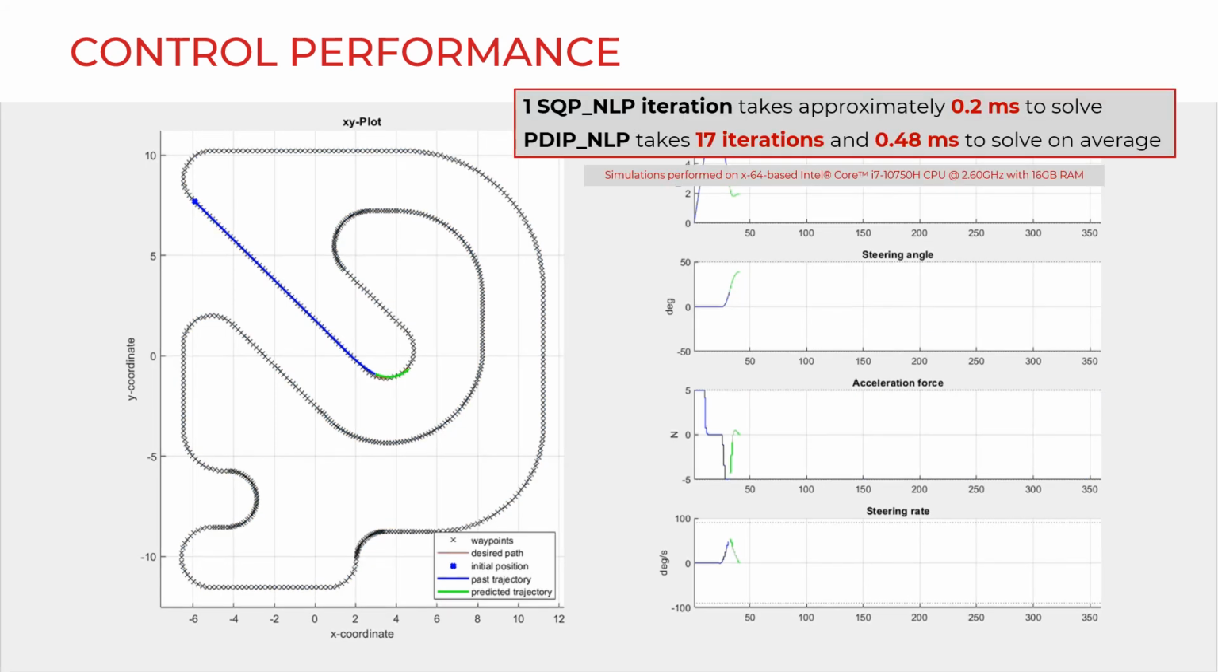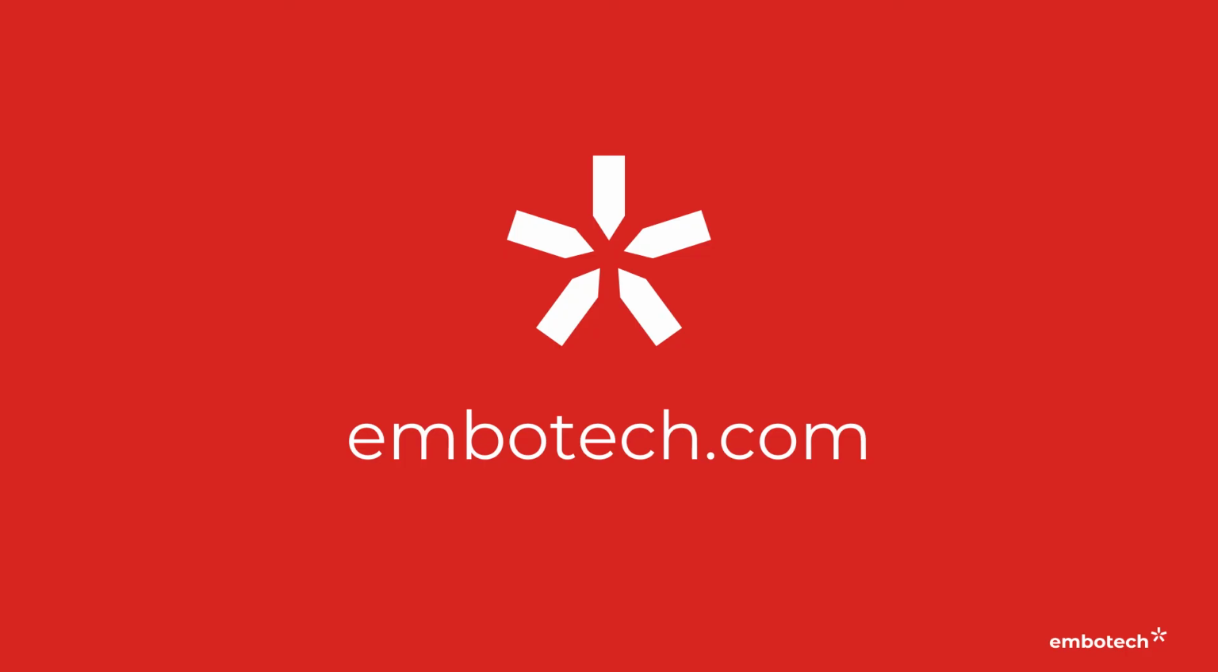In terms of computational efficiency, the SQP NLP solver takes 1 iteration and approximately 0.2 milliseconds to solve the problem, whereas the PDIP NLP solver takes 17 iterations and around 0.48 milliseconds on average. Considering that there is a negligible difference in control performance, that is, all system bounds are respected, one can argue that using a single iteration of the SQP NLP general solver is the more efficient option for this specific control application. With this, we conclude the modeling part of the path tracking demo.